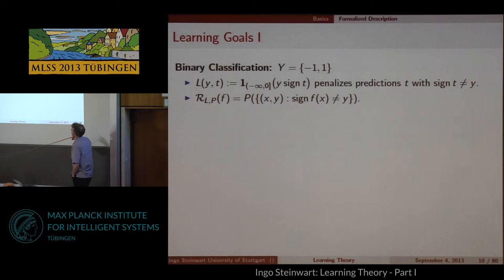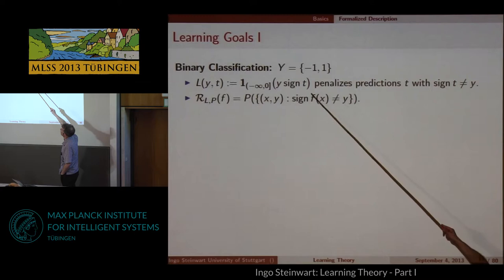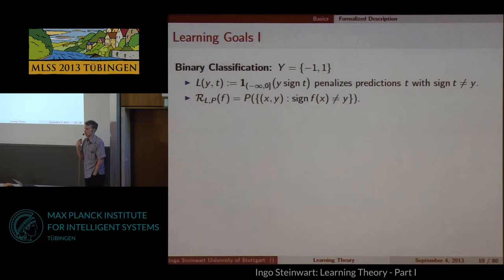And the corresponding risk is just the probability of the set of points where the sign of our predictor does not equal our observation y. So this is basically the probability that we make a wrong prediction.